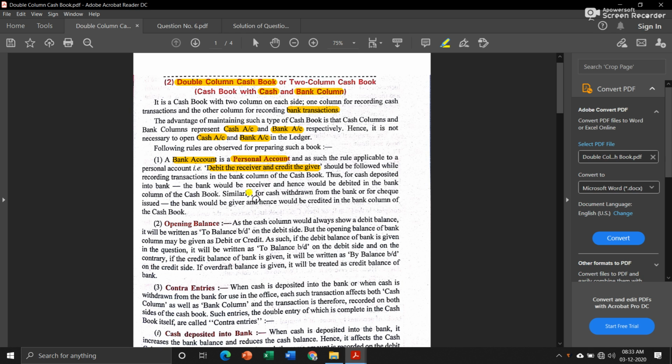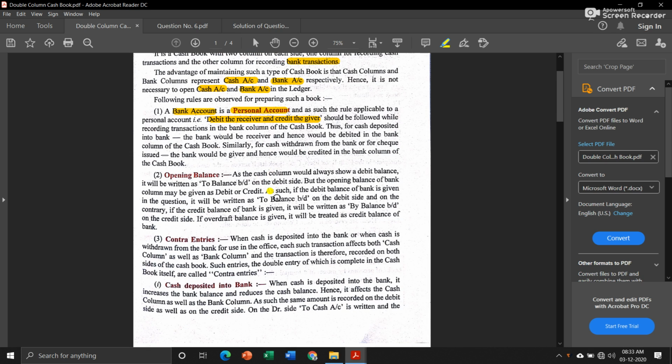And when we receive any amount in our bank account, our bank is the receiver, so in that case we will record it in the debit side of our cash book and in the bank column. Now the second rule is opening balance. As we know, the cash column always shows a debit balance and hence it will be written as to balance brought down on debit side. But it is not the same for the bank column. Sometimes the bank column may show a debit balance, but sometimes it may show a credit balance as well.